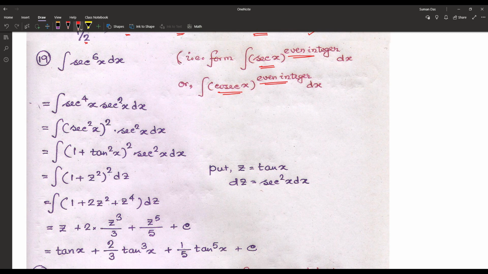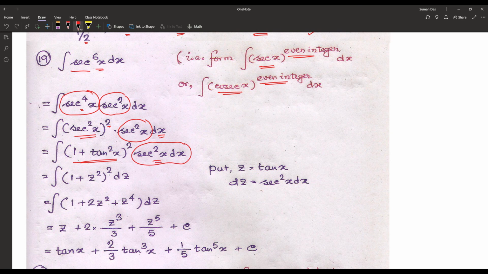Let's check the problem: sec to the power 6x. Once again we can write it as one part with the even power 4 and only one part as sec square. So we are writing sec to the power 4x as sec square whole to the power 2 into sec square x dx. So sec square x can be written as 1 plus tan square x whole to the power 2 into sec square x dx. Now that is very important.